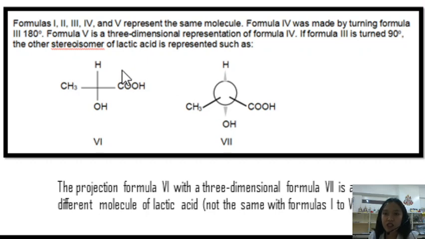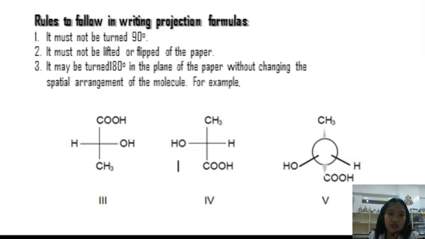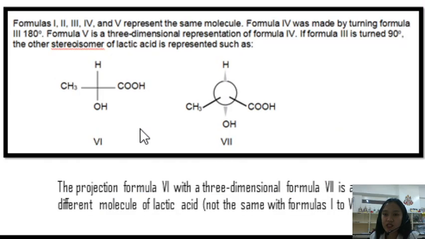Now, if you rotate it to 90 degrees, then you will get the other form of stereoisomer for lactic acid, which is this. Okay, so kapag ni-rotate mo sa 90 degrees, you will form, so yung H, or the hydrogen atom will go here, and then your carboxylic group will replace your hydroxide group, and then so on, forming the structure number 6.